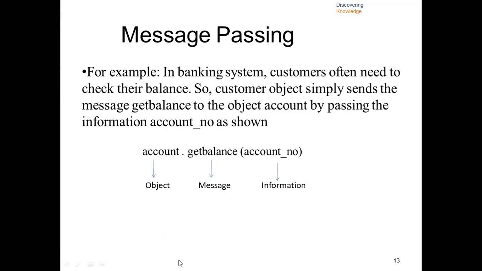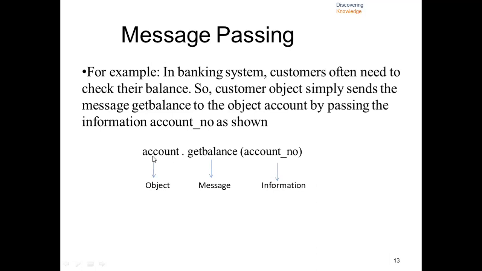If a customer in a bank wants to check their balance, there is a requirement of an account number. With the help of the account number we can get our balance. So the sentence for this is account dot get balance account number. Account is the name of the object. Get balance is the function we want to execute, the message get balance that will return the balance to the customer. And the account number is required to check the specific customer's account balance.